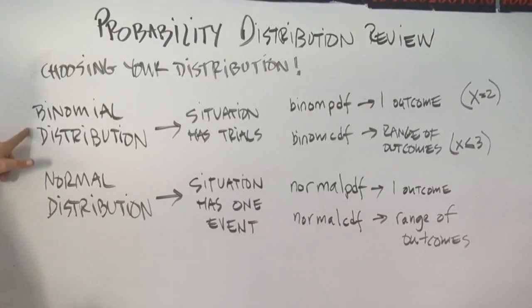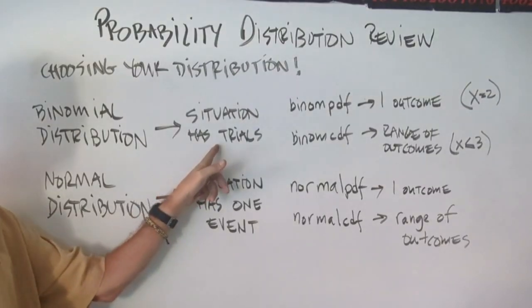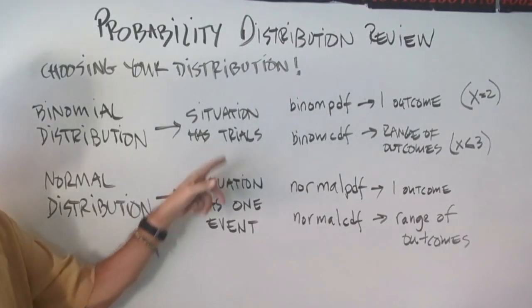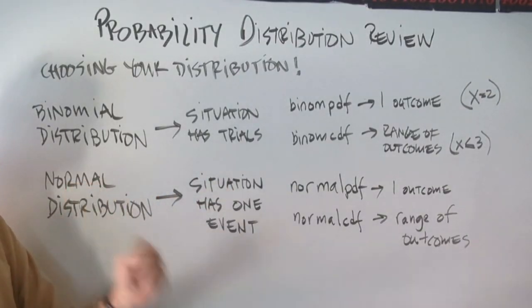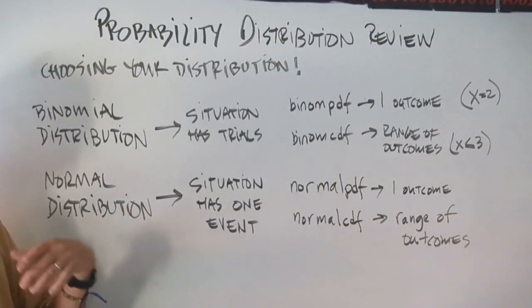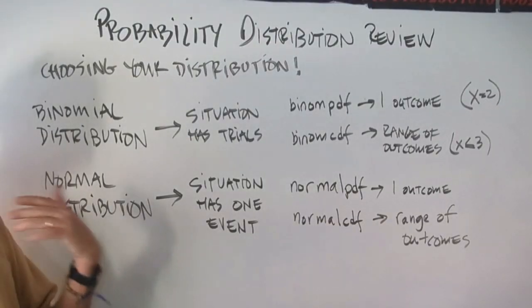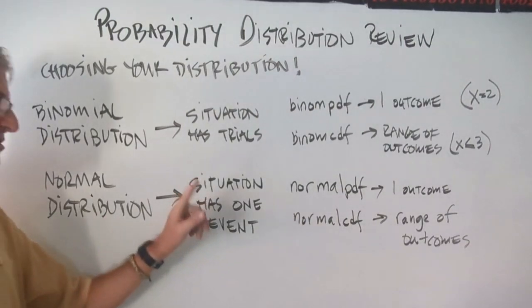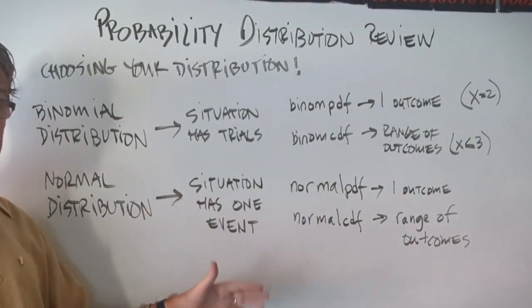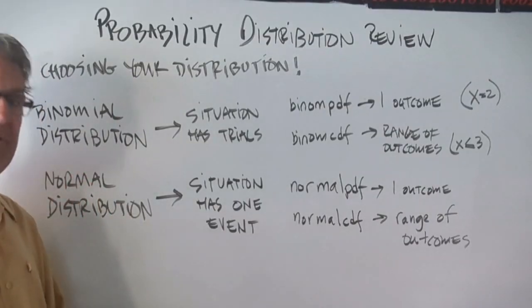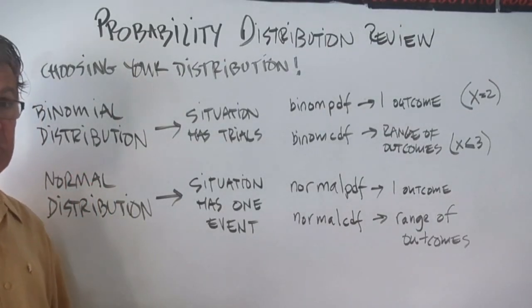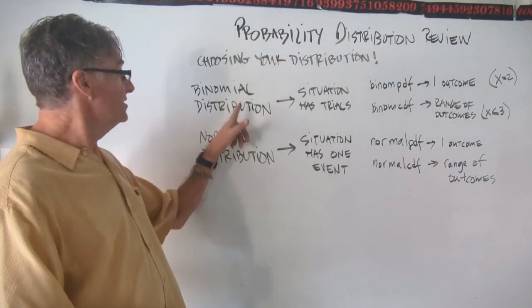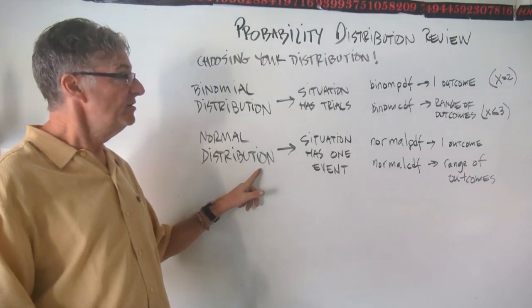A binomial distribution will do a probability calculation where the situation has trials. So flipping a coin multiple times. If you flip it 10 times, you have 10 trials. So that would be a binomial distribution problem. A normal distribution situation has one event. So you're just doing one thing one time and you're trying to figure out the probability. So that's the big dividing line between the binomial and the normal.